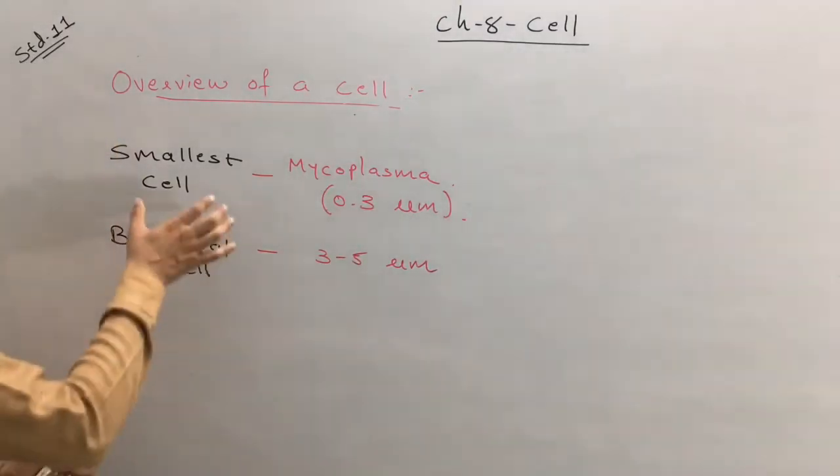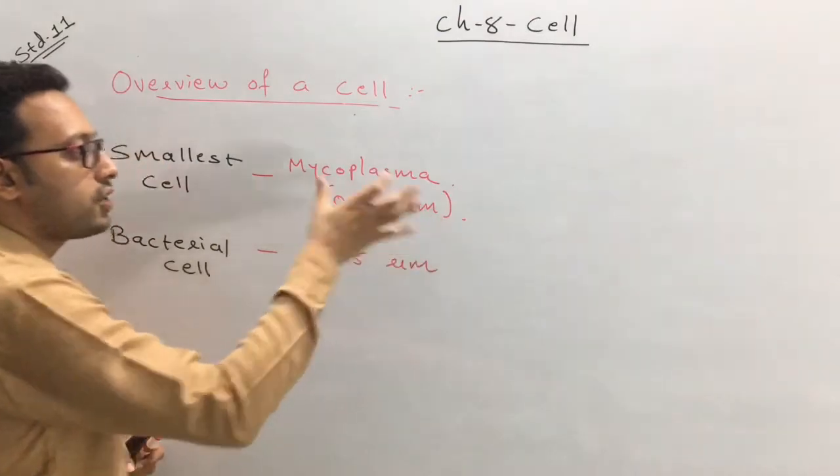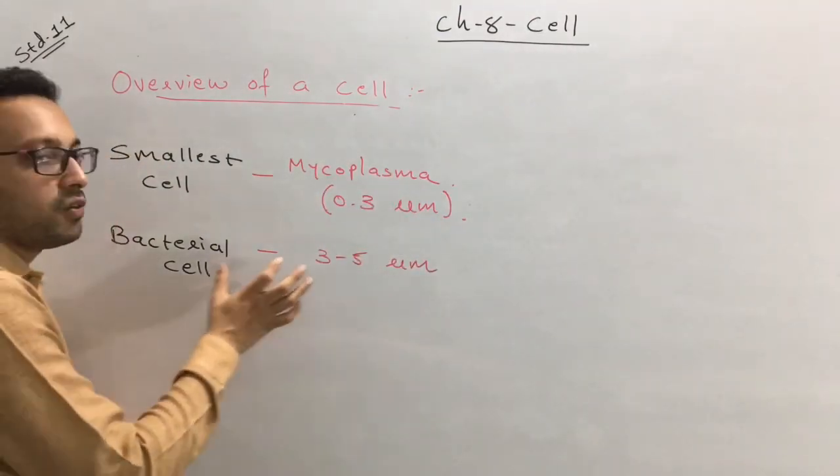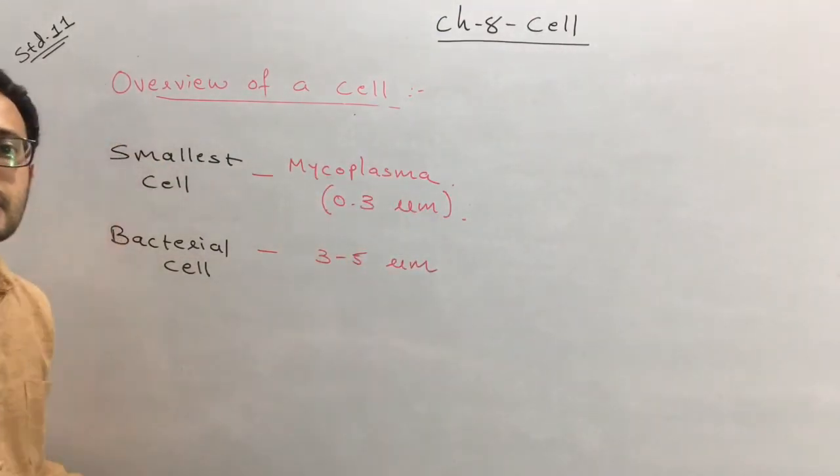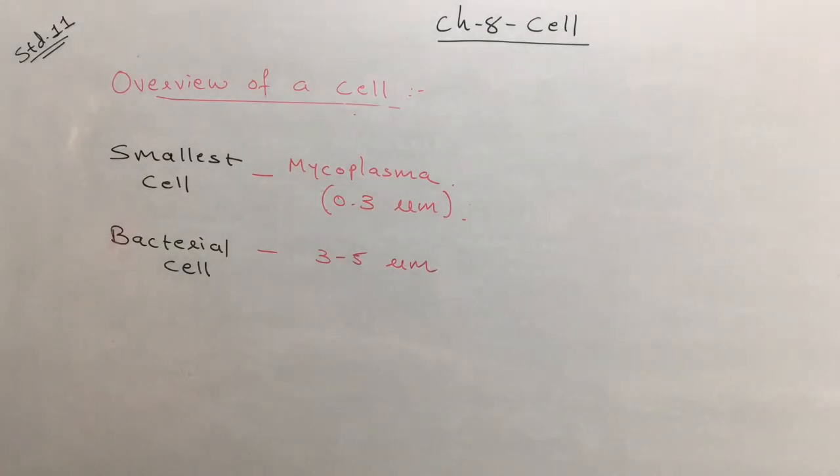Okay, so which is the smallest cell? The smallest cell is mycoplasma. And what is the size of a bacterial cell? A bacterial cell is 3 to 5 micrometer in size.